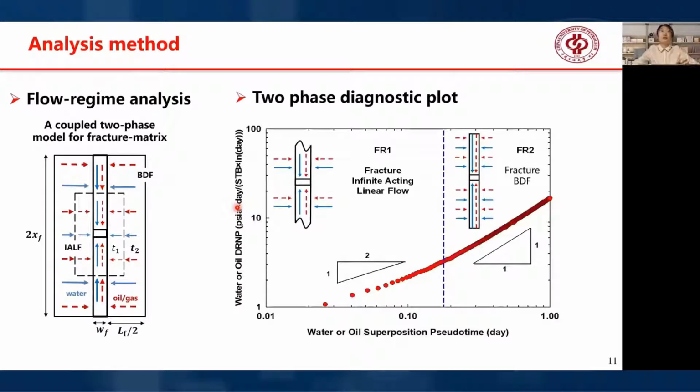And according to the flow regions, once we get, after processing flowback data, we can get the two-phase diagnostic plot, and this plot is a log-log graph. We can see the different flow regions get different slopes according to solutions. And to calculate fracture properties, we further separated the flow regions.